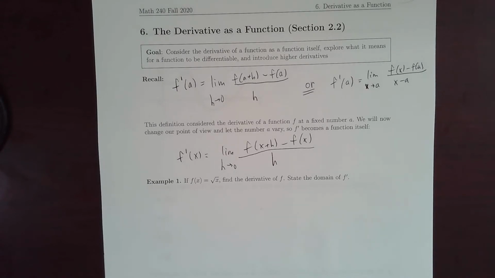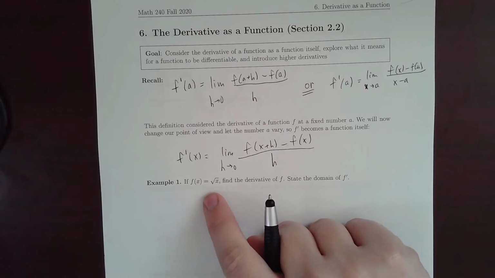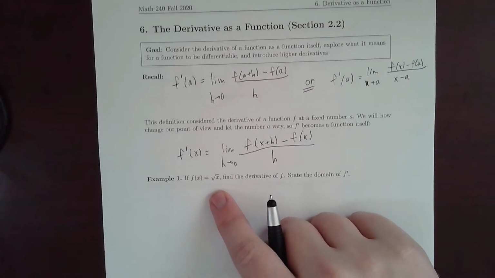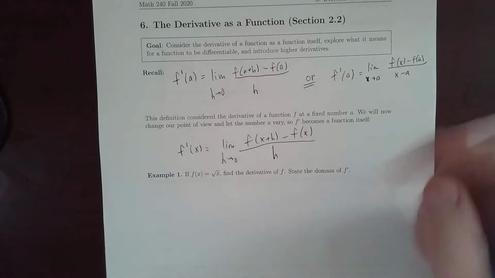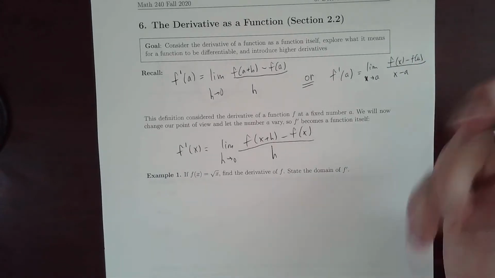If it's a function, it's going to have its own domain, its problem points. We have to figure out whether or not the domain will work. So let's say we wanted to find the derivative of the function f of x equals the square root of x, and then find the domain of that derivative.